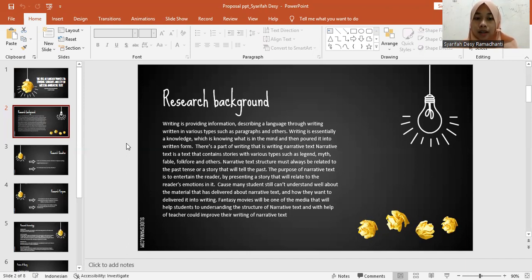Okay, so narrative text is text that contains stories of various types, such as legend, myth, fable, folklore, and others. The purpose of narrative text is to entertain the reader. So narrative text is a kind of short story that has types like legend, myth, fable, folklore, and others.